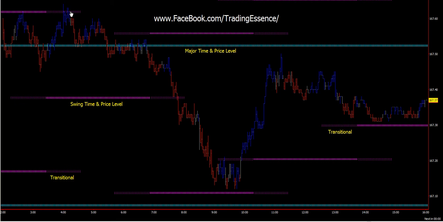This can be applied to any market. Obviously, there's no market that time's not going to work on, period, because it's the deciding factor in everything. So you've got the major time and price levels, the swing time and price levels, and the transitional points. As you can see on the Bund here, and this was just yesterday.